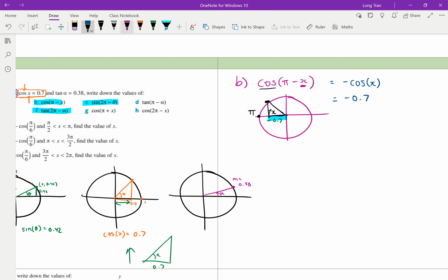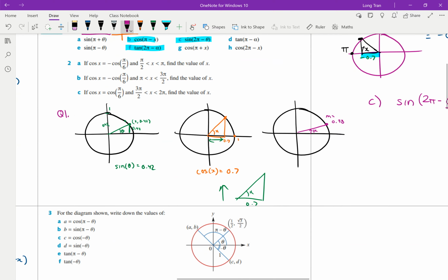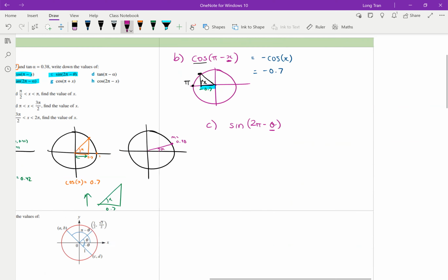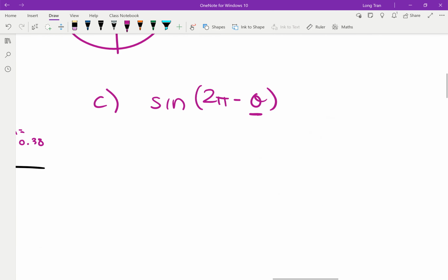That's B. Okay, if we do C, C is the sine of 2 pi minus theta. So again, the angle's theta. So which one of these have theta? It was this option over here. So they're talking about sine of 2 pi, so I want 2 pi minus the angle.